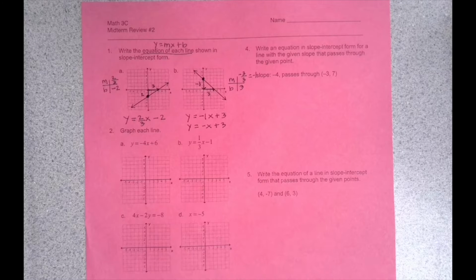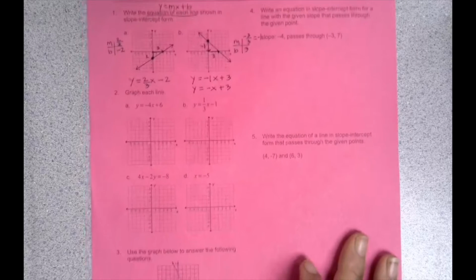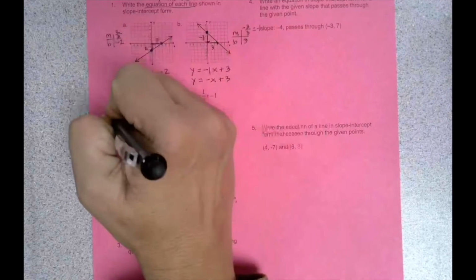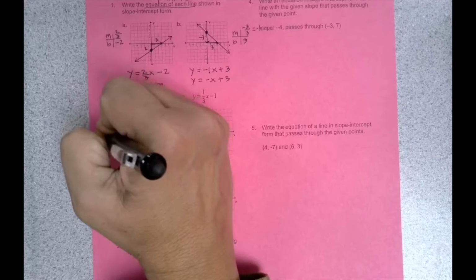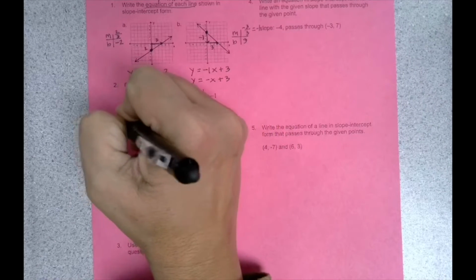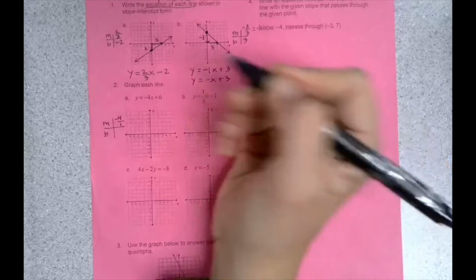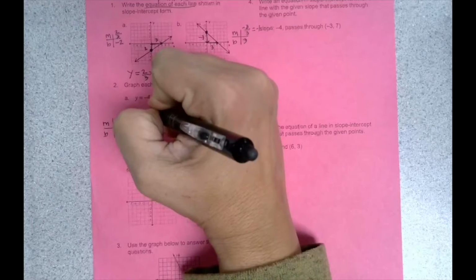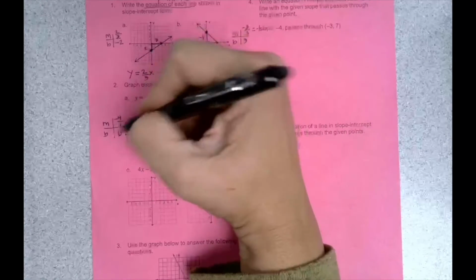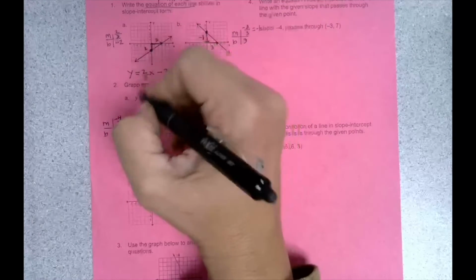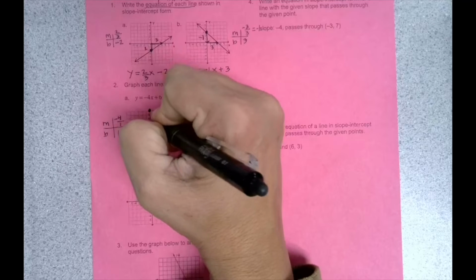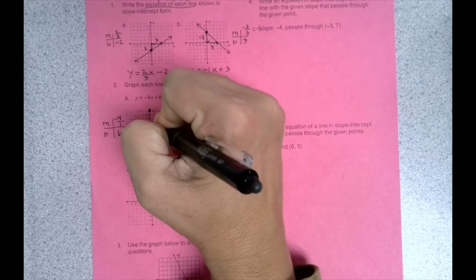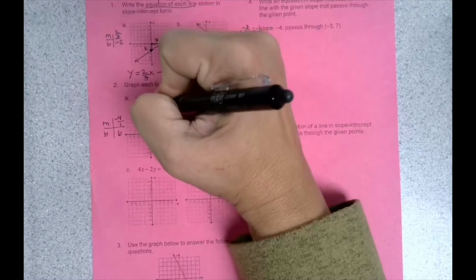Alrighty, next we're asked to graph each line. So again, you need your slope and your y-intercept. So slope is -4, and I'm going to write it as a fraction, -4 over 1, and the y-intercept is 6. So I'm going to go up to 6, which is where I'm going to begin because it starts with b. And then I'm going to go down 1, 2, 3, 4, and to the right 1. And that's going to be my line.